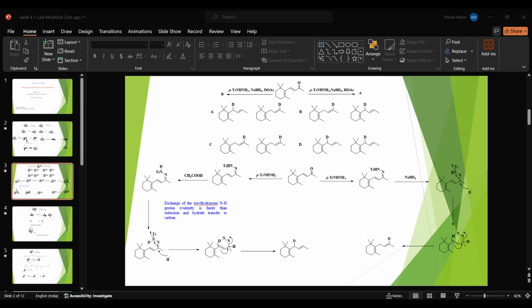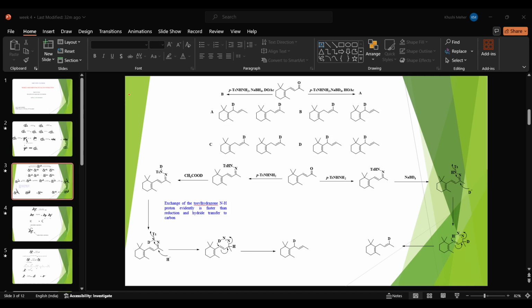And there is another source of deuteration: some people use methanol-D4 also, to deuterate any kind of acidic hydrogens. We call them exchangeable protons. If an exchangeable proton is there, then there is a possibility that the deuterium exchange will happen.